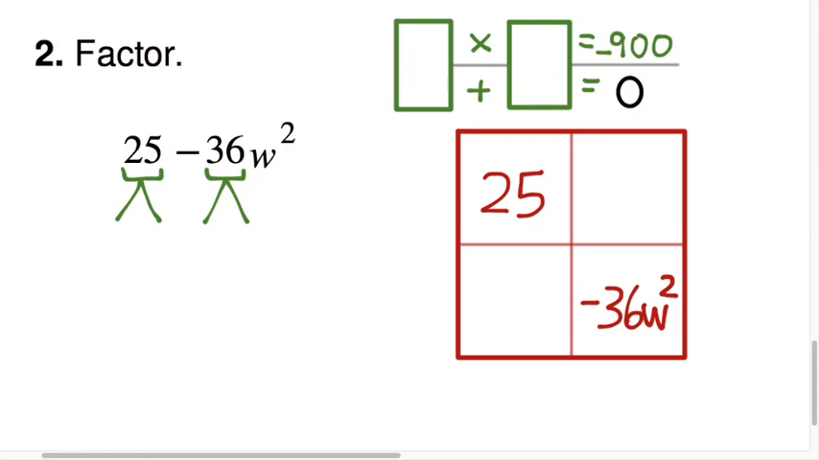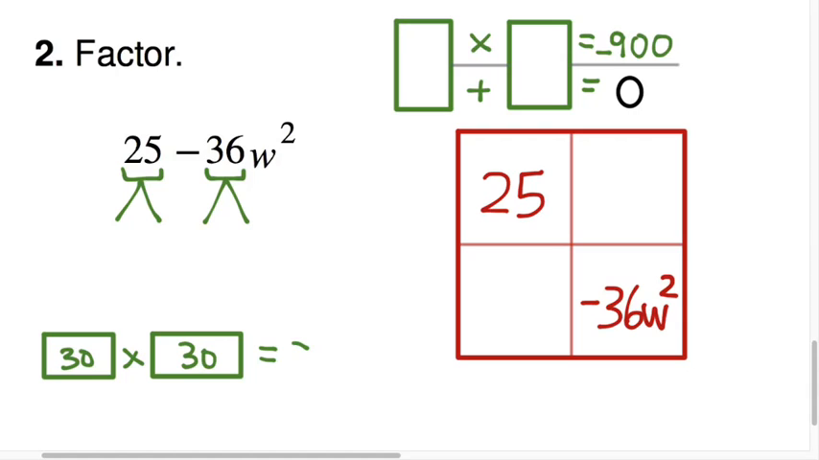What number multiplies by itself to give me 900? 30. So in other words, if we approach this with the AC method, then the numbers that are going to win my sum and product game are negative 30 and positive 30. And then filling in my cross terms here, I'll get a negative 30w up there. I'll get a positive 30w down here.